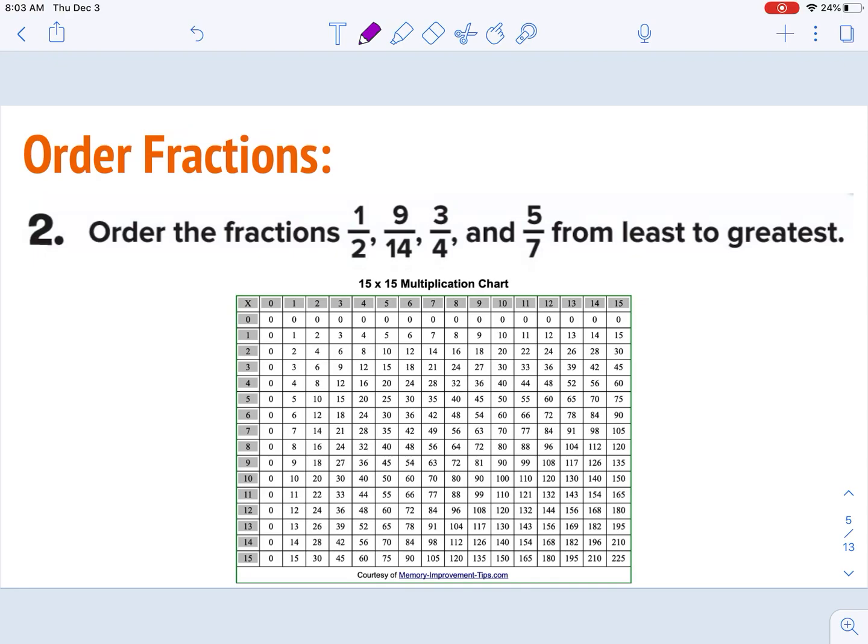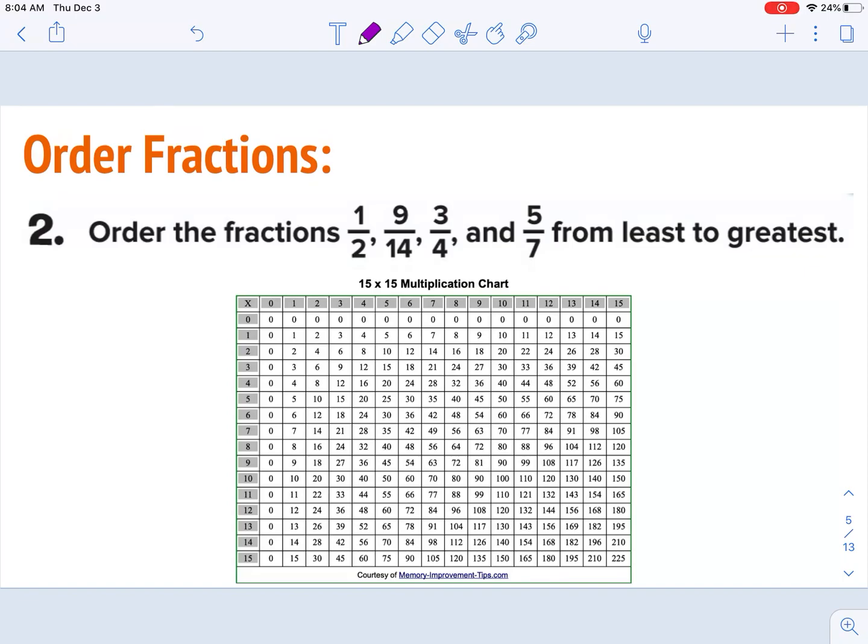You might see some examples where you have to compare more than 2 of them and you need to put them in order. So let's look at this example where we have 1/2 and 9/14 and 3/4 and 5/7. So we have a lot of them. And we need to look at these denominators on the bottom and find a number that we can put them all into. So this is where you're probably going to want to use your multiplication chart. So we want to find a number that 2, 14, 4, and 7 all go into.